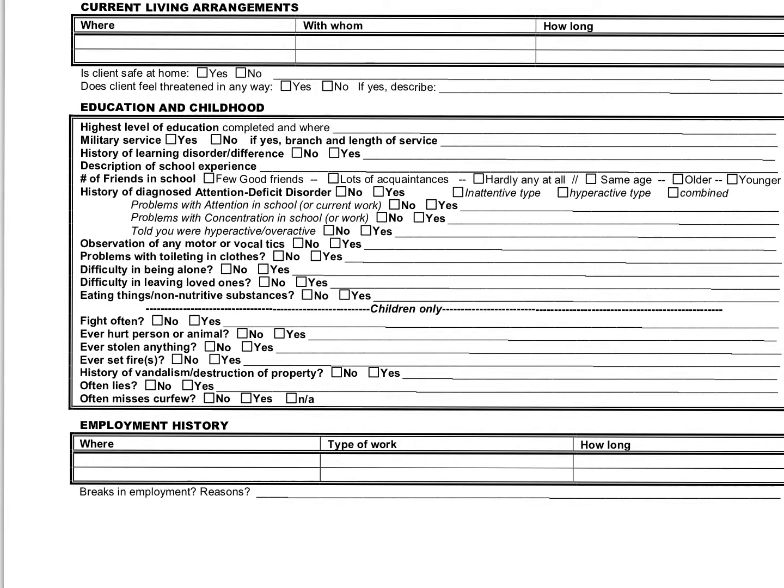When you were in school, how many friends did you have? Did you have a few good friends? Lots of acquaintances? Hardly any at all? With these friends, were they your age? Were they older, younger?